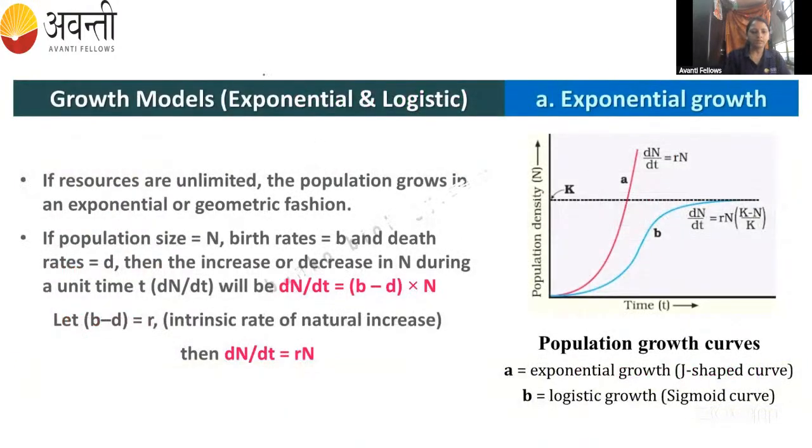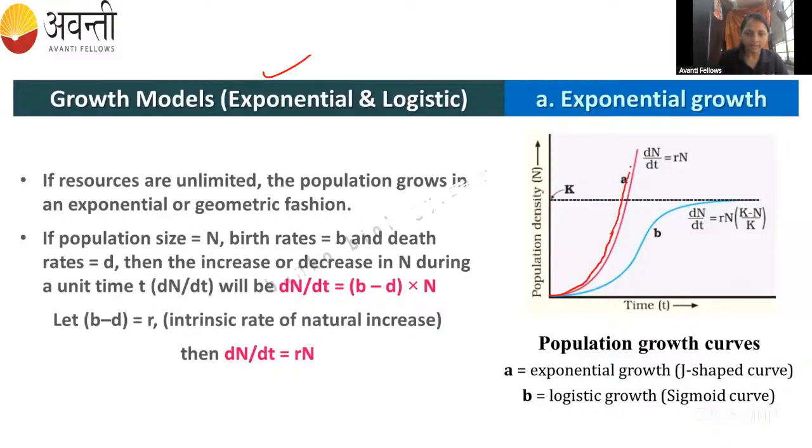Then coming to the growth model, there are two types: one is the logistic model and one is the exponential model. The exponential model is a theoretical one, because it is not at all real. In the environment, no resource is unlimited, and there is always competition between organisms. But in the exponential model, the organism grows in a particular environment where it has no competitors or there is unlimited resource available. That's why it is called a theoretical one. For this, you will get a J-shaped curve.